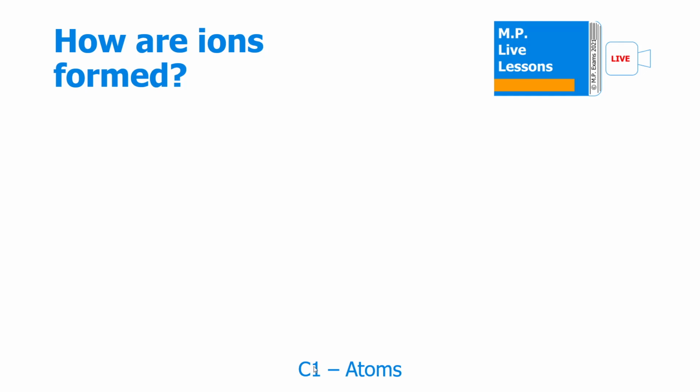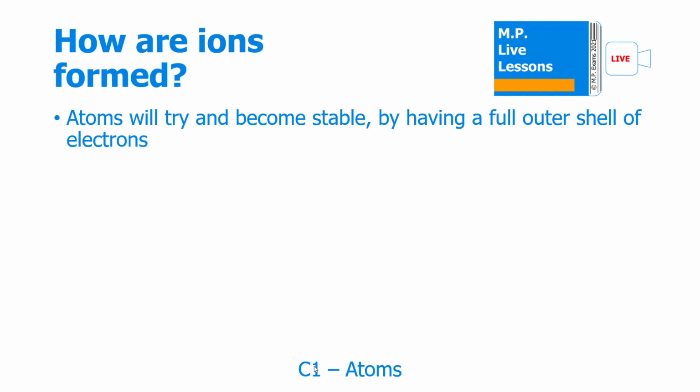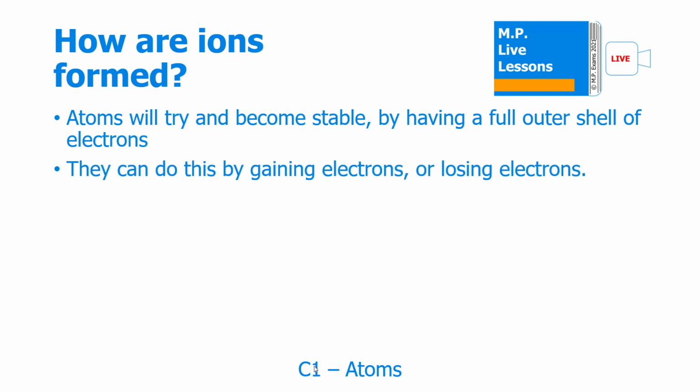Now this time I'm doing a quick tutorial for Chemistry Paper 1. This is going to be on ionic equations. Now we need to first learn about how ions are formed. So first, ions are formed by atoms. They will try to become stable by having a full outer shell of electrons. They can do this by gaining or losing electrons.